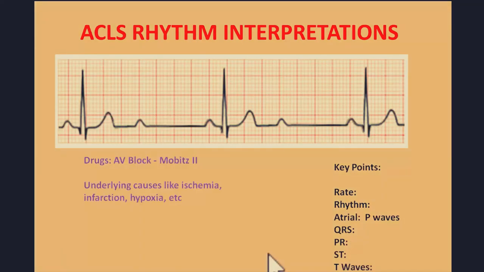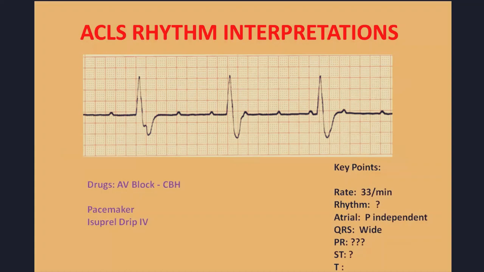Okay, here we have an example of a Mobitz type 2 AV block. And here we have a normal QRS complex and a P wave with a dropped QRS complex. It is hard to say whether this is a Wenckebach block or a type 2 Mobitz block, but nonetheless, the underlying causes such as ischemia, infarction, hypoxia, or hypovolemia need to be addressed.